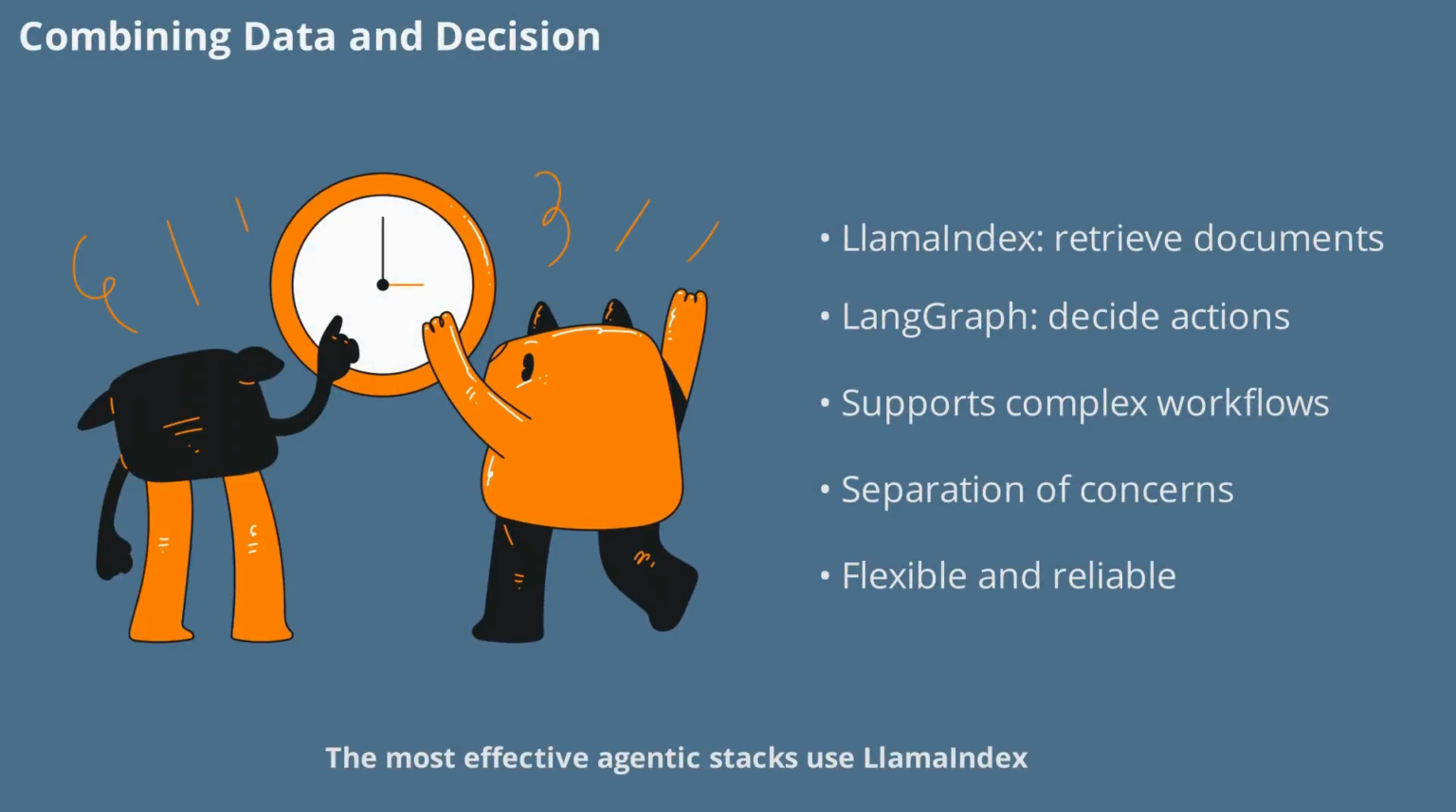Most effective agentic stacks use LlamaIndex for document retrieval and LangGraph for decision-making. This synthesis allows you to retrieve the right data and then decide how to use it, supporting complex, multi-step workflows.